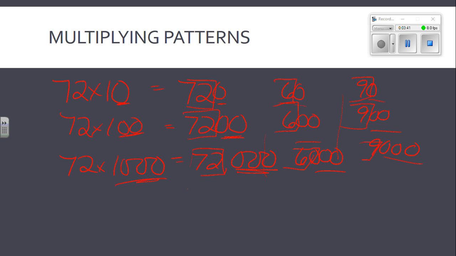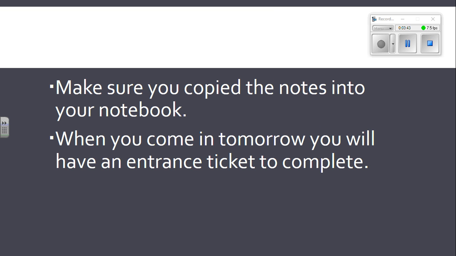Very good. All right, well, make sure you copy your notes into your notebook. Make sure that you have them tomorrow for class. When you come in tomorrow, we'll have an interest ticket to complete.